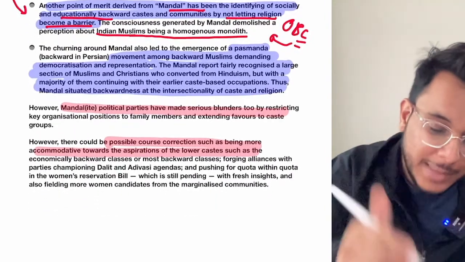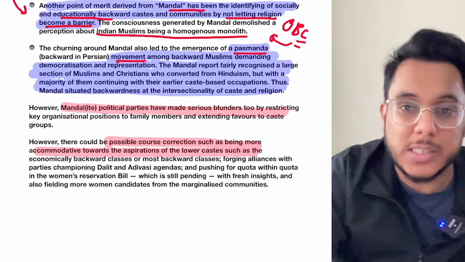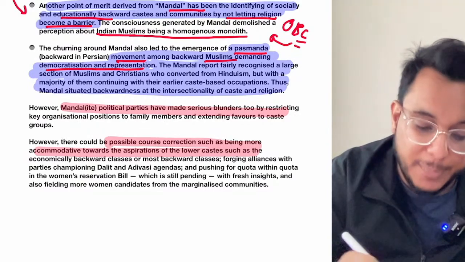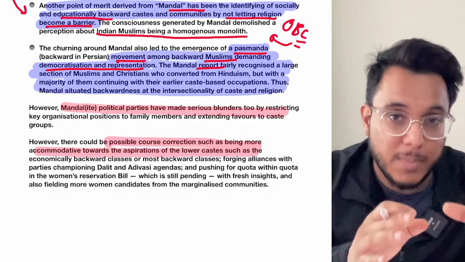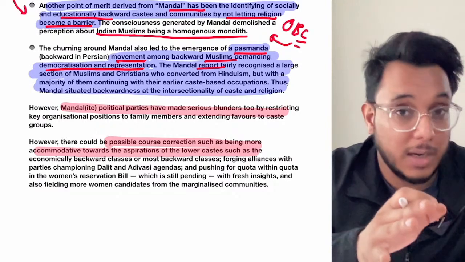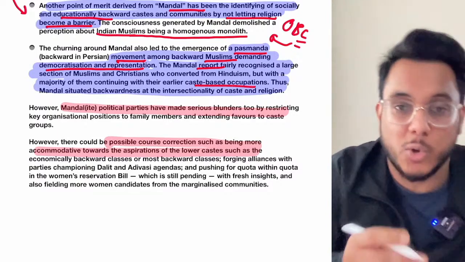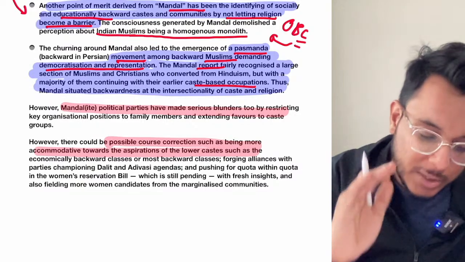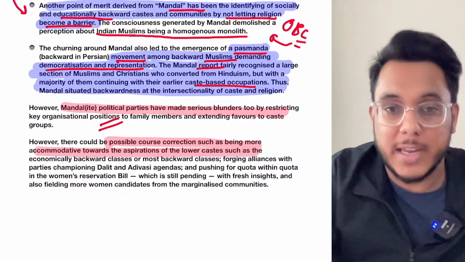Then, guys, actually there is the Pasmand movement also that had started. Pasmand means backwardness. Muslims also demanded democratization and their representation, and the Mandal Commission recommended that Muslims can be backward, particularly the people from Hinduism who got converted to Islam, or to Christianity, and still do caste-based occupations, so still they are backward. For them also the reservation is to be divided. So this is something that has happened, and the Mandal Commission has played a very important role.